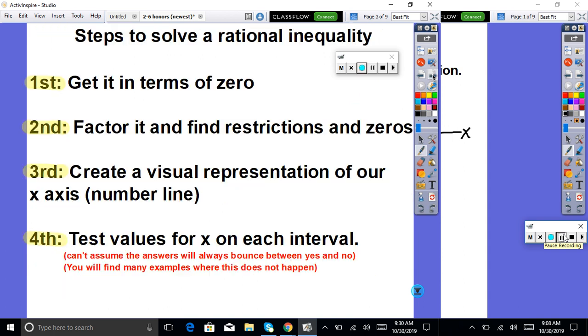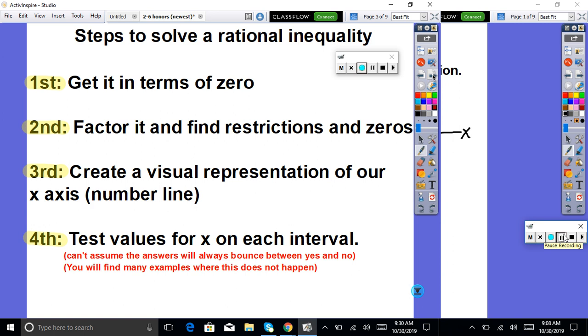No questions then? Okay, these are the steps I personally take if you want to take a picture. These are the steps I take to solve a rational inequality. Instead of graphing it, I'm just going to use some algebra. The first thing I do is always get it in terms of 0. It's going to be much easier to solve these. So I always get it in terms of 0. If I have to do some algebra, I'll do that.